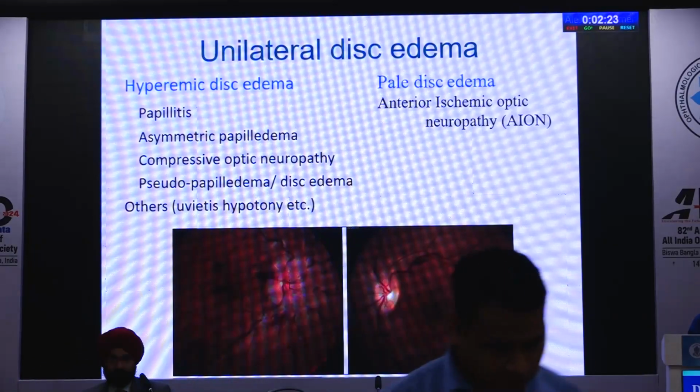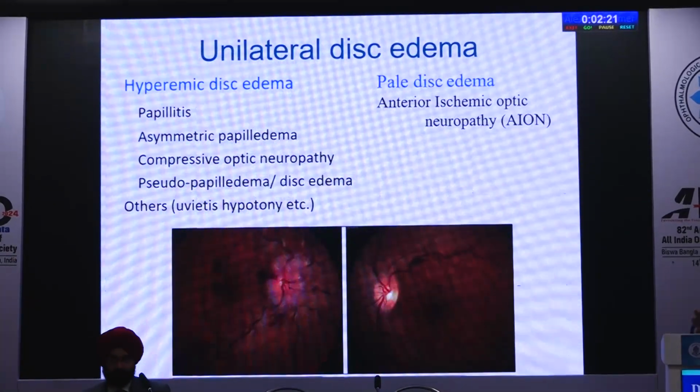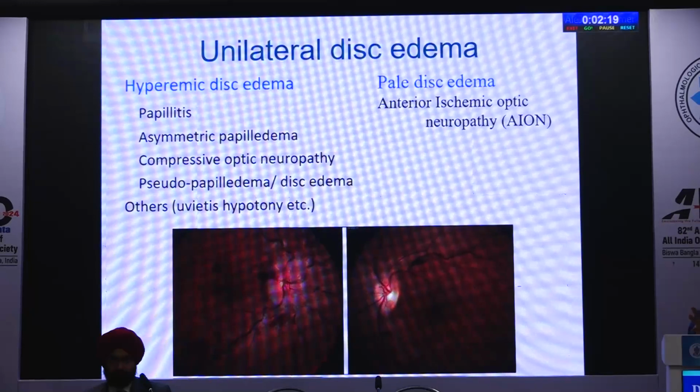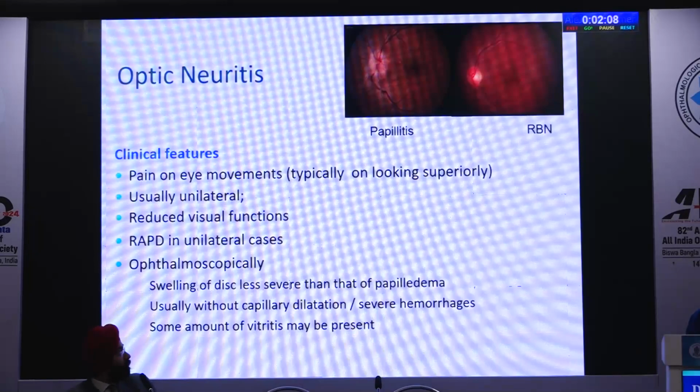Just a quick overview again of unilateral. We talked about hyperemic and pale. Sometimes pale disc edema, anterior ischemic optic neuropathy may have pallor associated or setting in very early, giving us a suggestion. But hyperemic disc edema would be papillitis, asymmetric papilledema, compressive neuropathies.